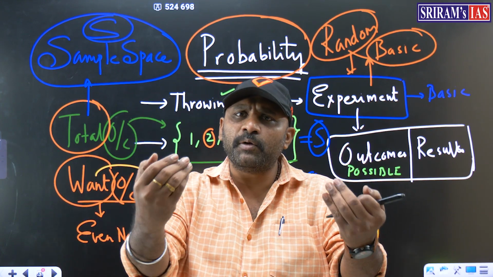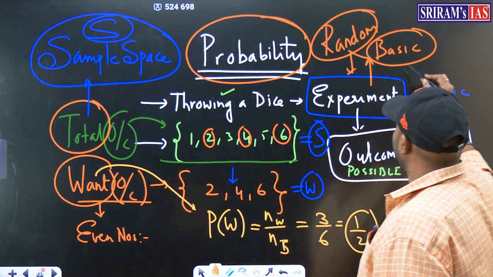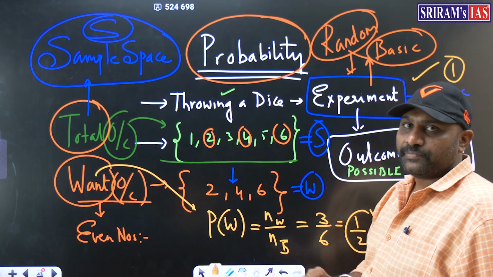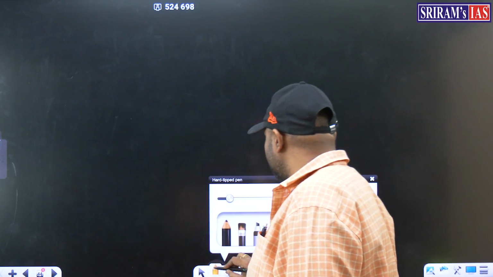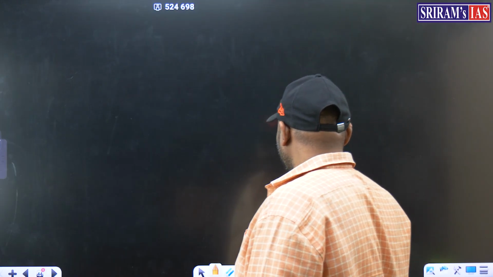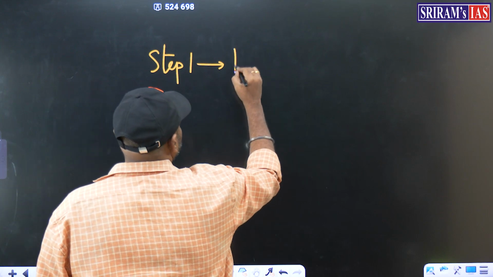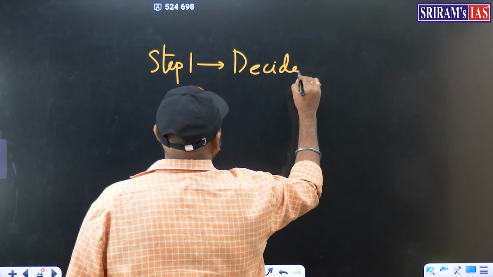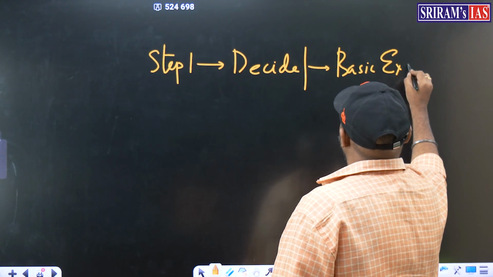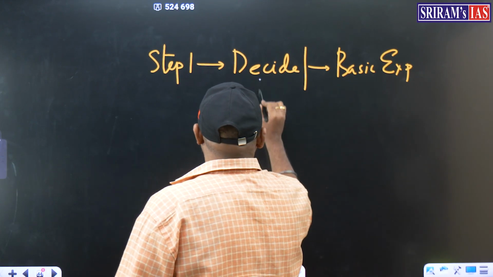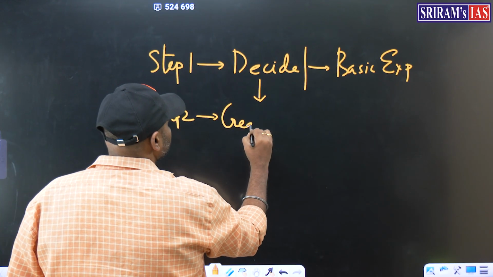So that is the concept of probability. For any probability problem, first the student should focus on the basic experiment. Based on the experiment, decide the sample space. So the process is: Step 1, decide the basic experiment. What is the basic experiment? That is step 1. From this, step 2, create the sample space.